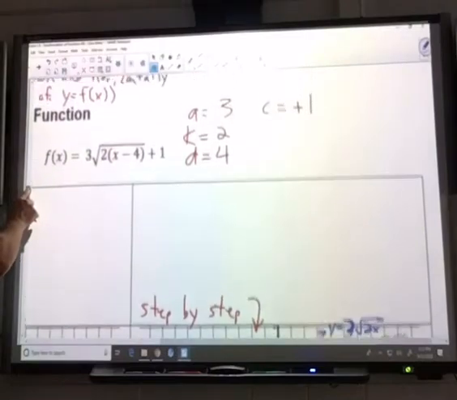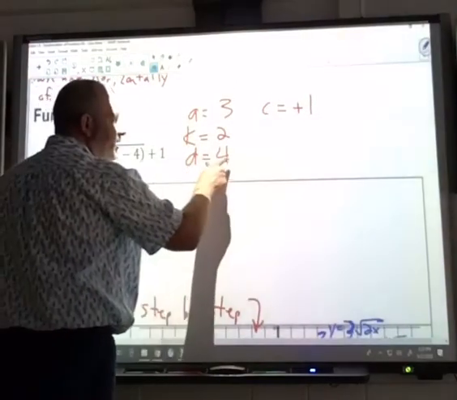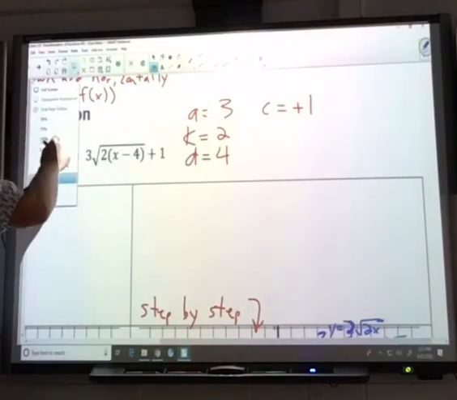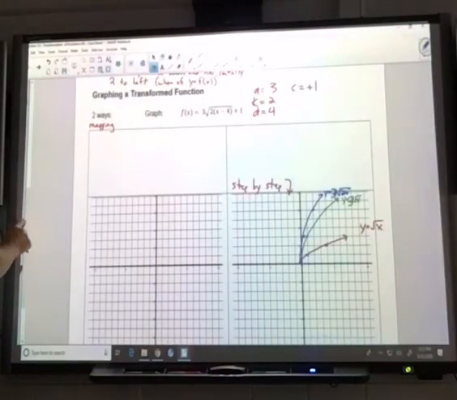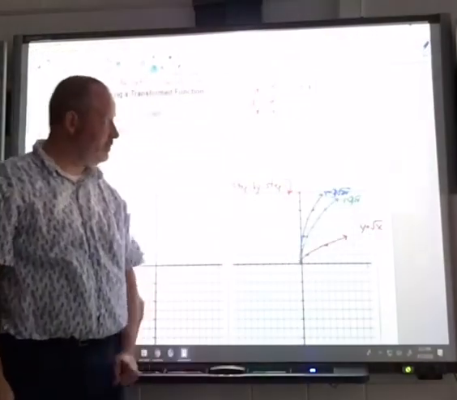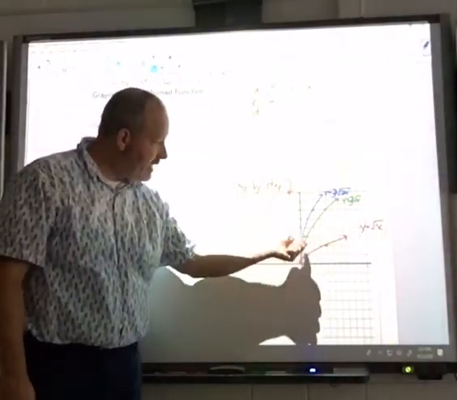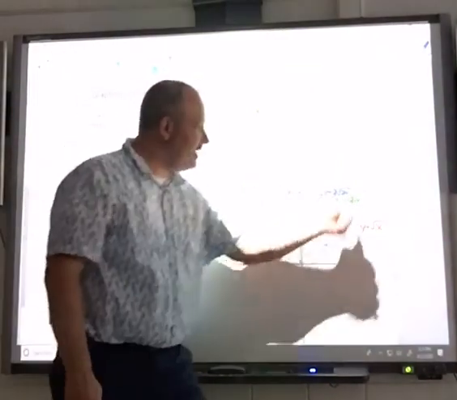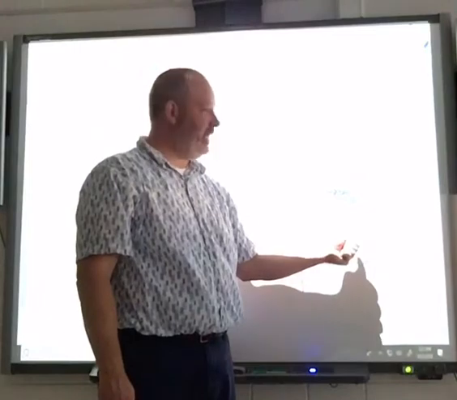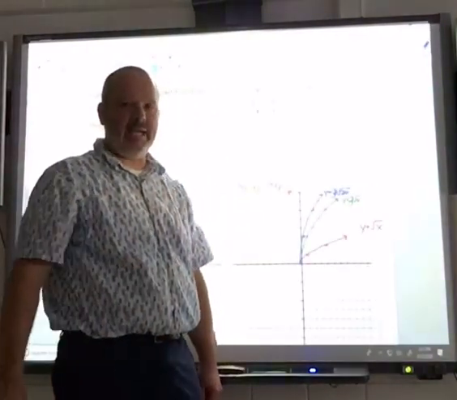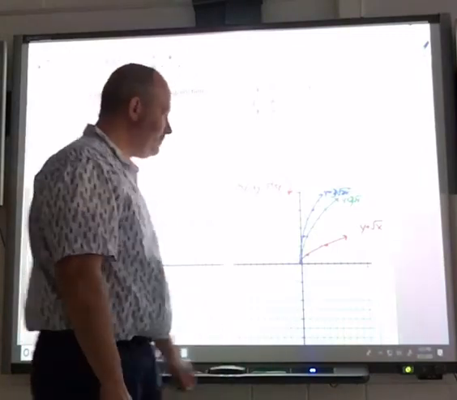Okay, and finally what we want to do is we want to take care of a D value of 4 and a C value of 1. So what that means, maybe looking at the big picture here, is that I'm going to take this blue function and I'm going to take that point and that point and that point and I'm going to shift it 4 to the right and I'm going to shift it 1 up. 4 to the right and then 1 up.